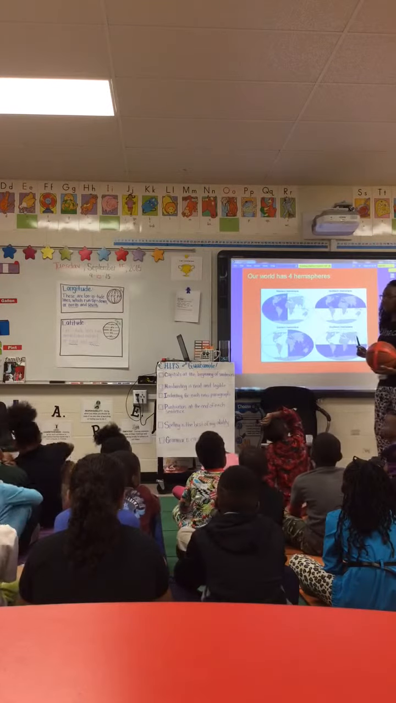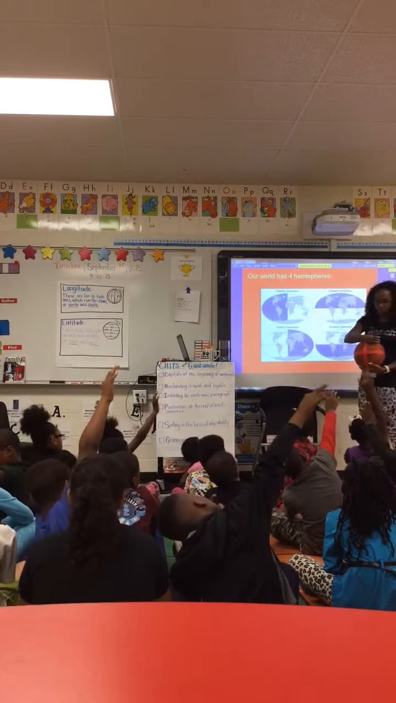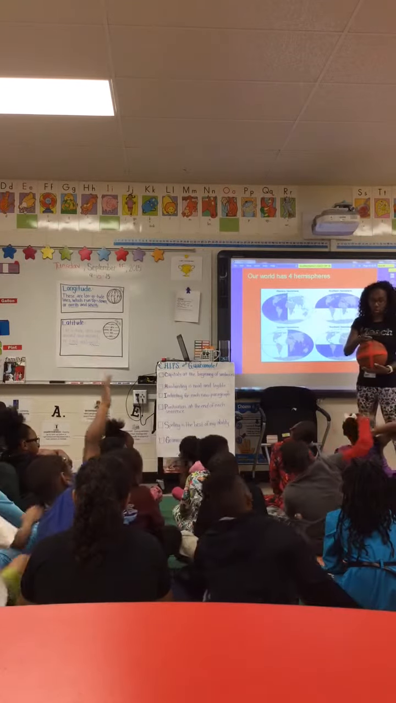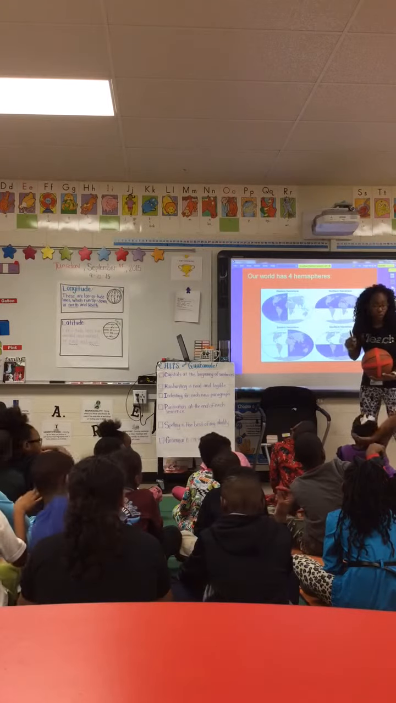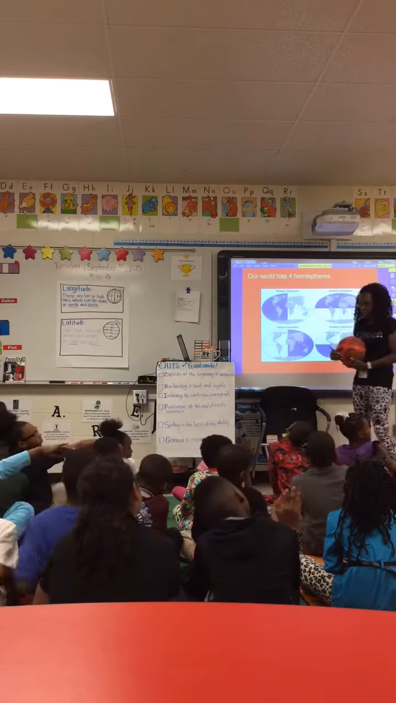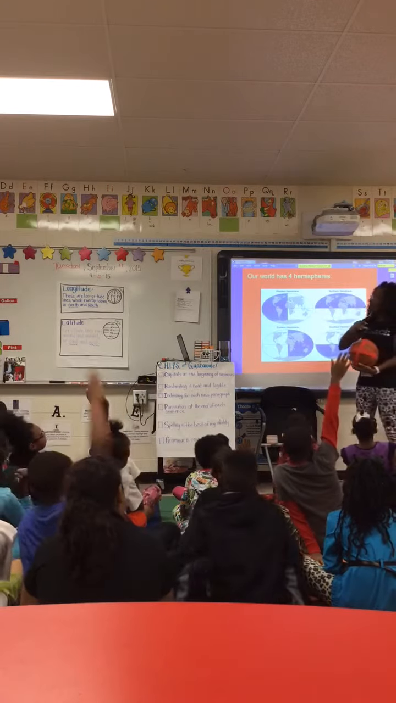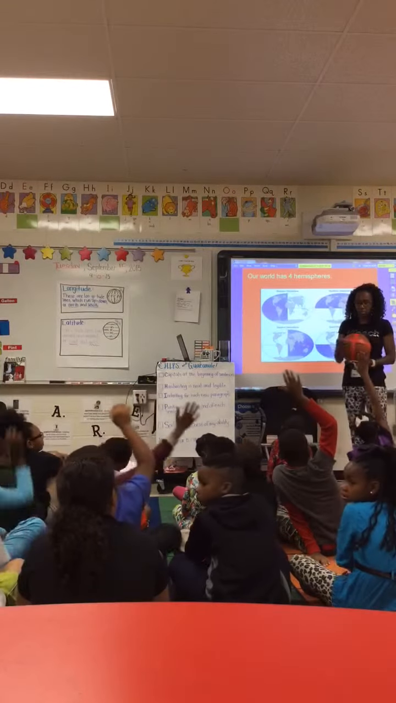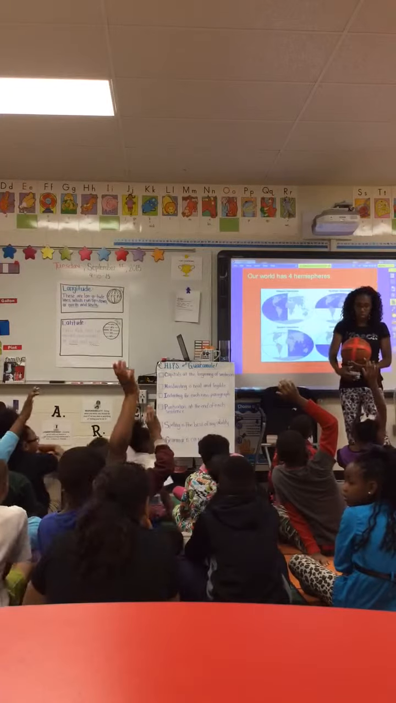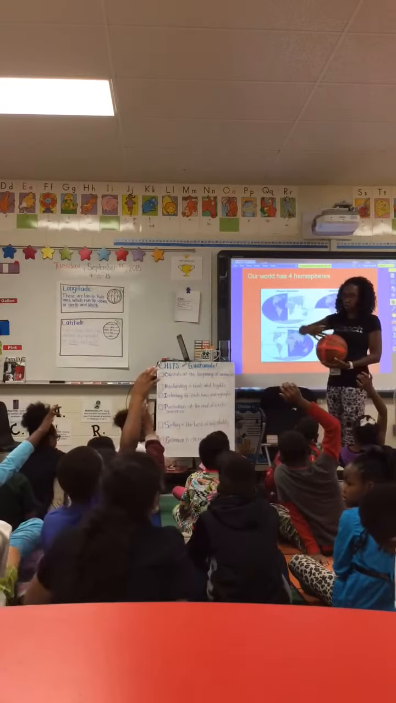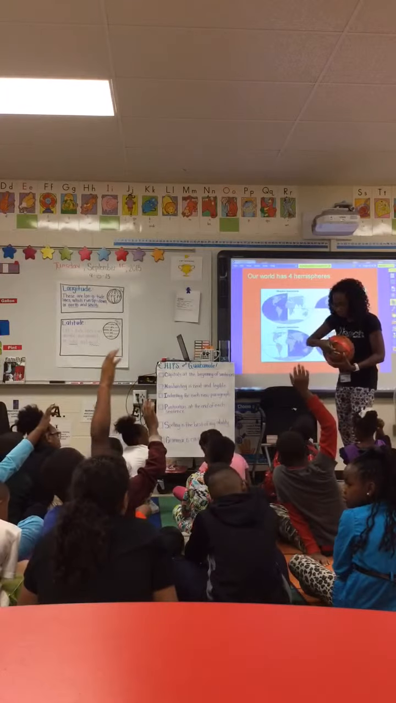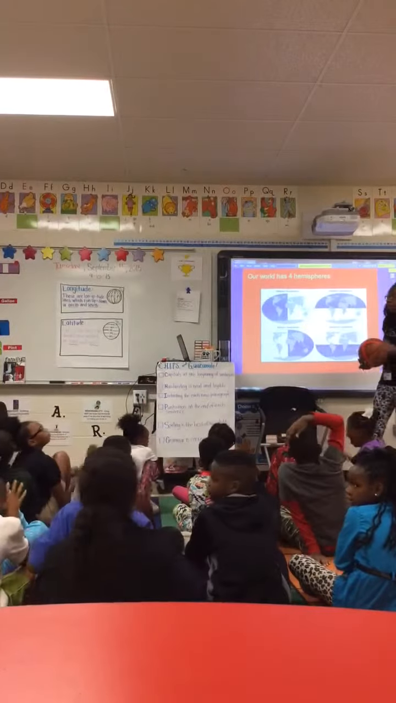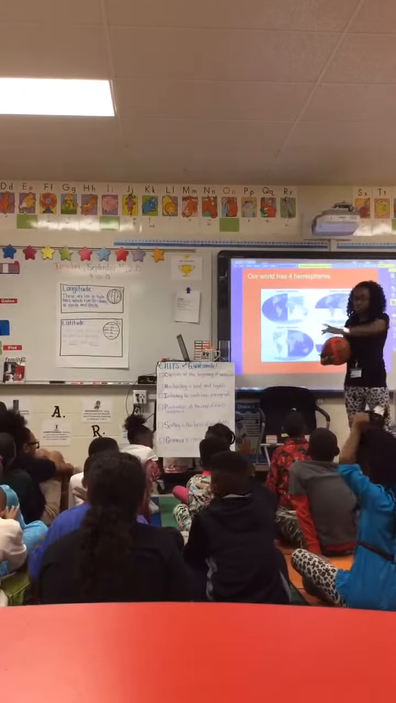Excellent. I need a hand to tell me if they can guess what hemisphere this top part is. Northern hemisphere. Let's give them some shine. So we have the western hemisphere. The equator and the prime meridian help us divide into hemispheres. Western, eastern, and Reese just told us the northern hemisphere. I'm wondering what this hemisphere is called. The southern hemisphere. Let's give her a shine.